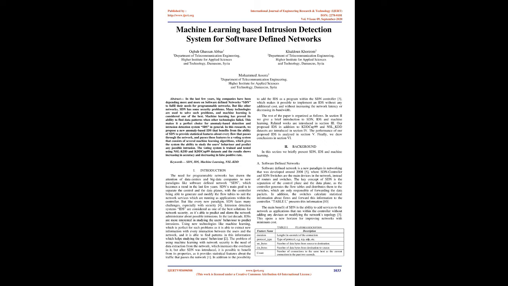Many technologies are used to solve such problems, and machine learning is considered one of the best. Machine learning has proved its ability to find data patterns when other technologies failed. This makes it a perfect choice for anomaly-based detection and intrusion detection systems (IDS) in general.